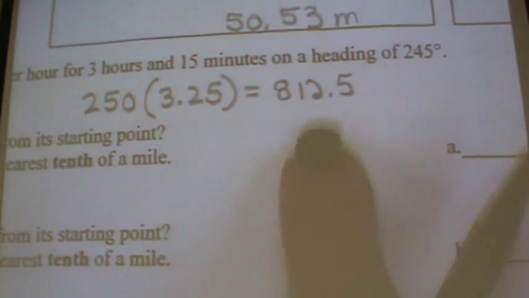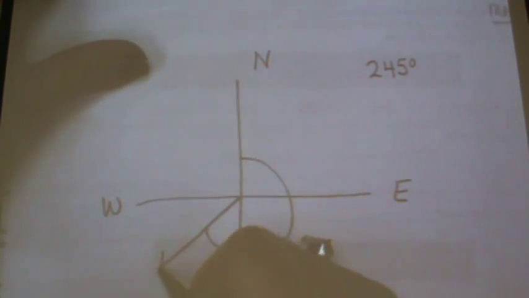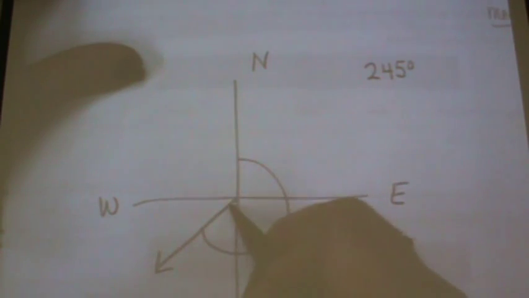Okay, that's your distance. So here we go. Here's our plane. Any navigation problem, we're going to do a lot of these problems in chapter 10. You always do north, this is south, east, and west. Your plane is going 245 degrees from the north. You're going to go this way. Each of these quadrants is 90 degrees. So from here, 245 degrees is somewhere in this quadrant right here. Here's your plane.